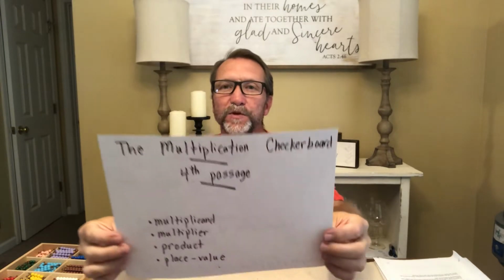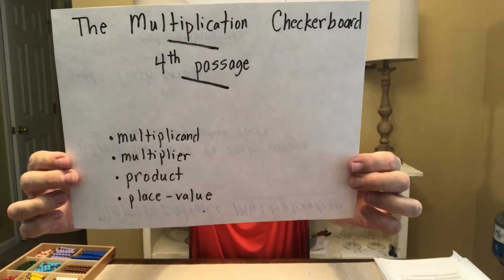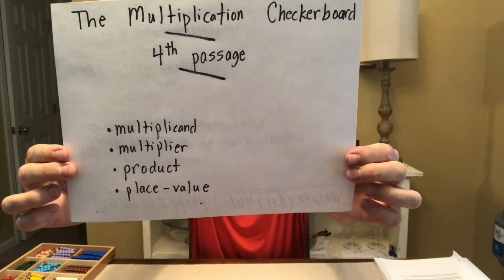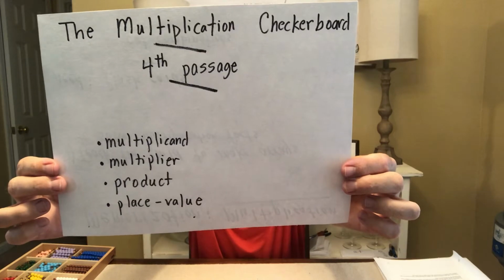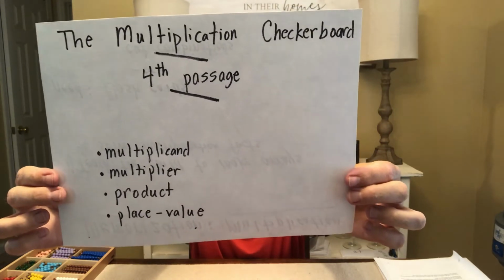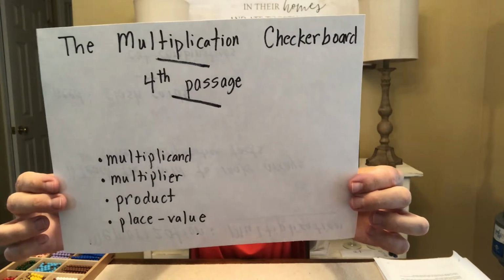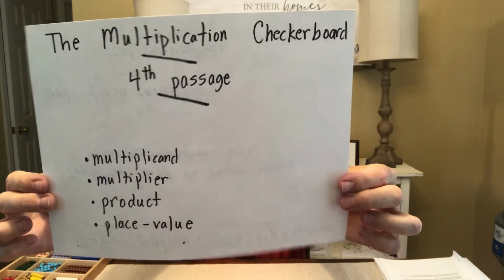Today we are going to do a lesson on the multiplication checkerboard. This is the fourth passage of the multiplication checkerboard. This is the highest level of abstraction with this material. The next step is to not use the material at all and just use paper and pencil. So this is our last practice.